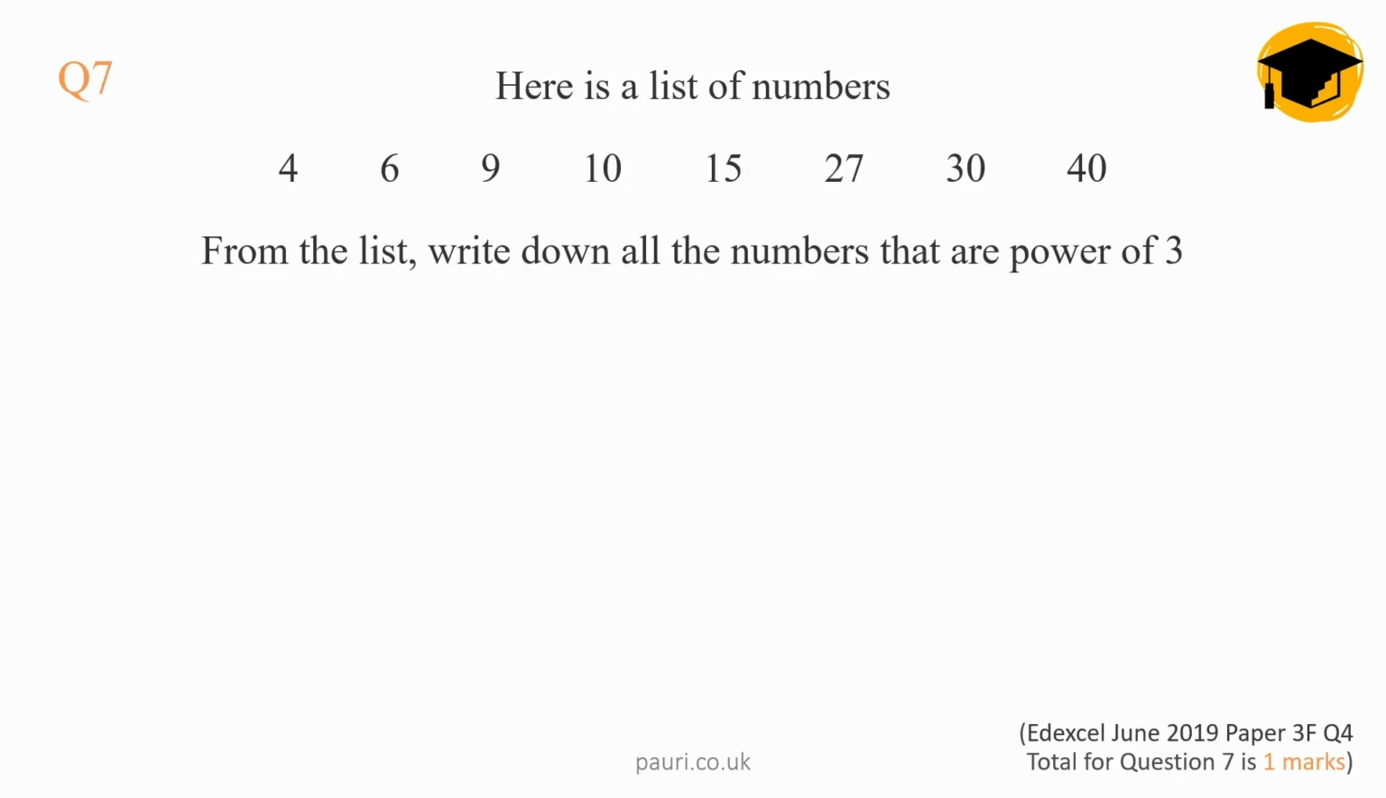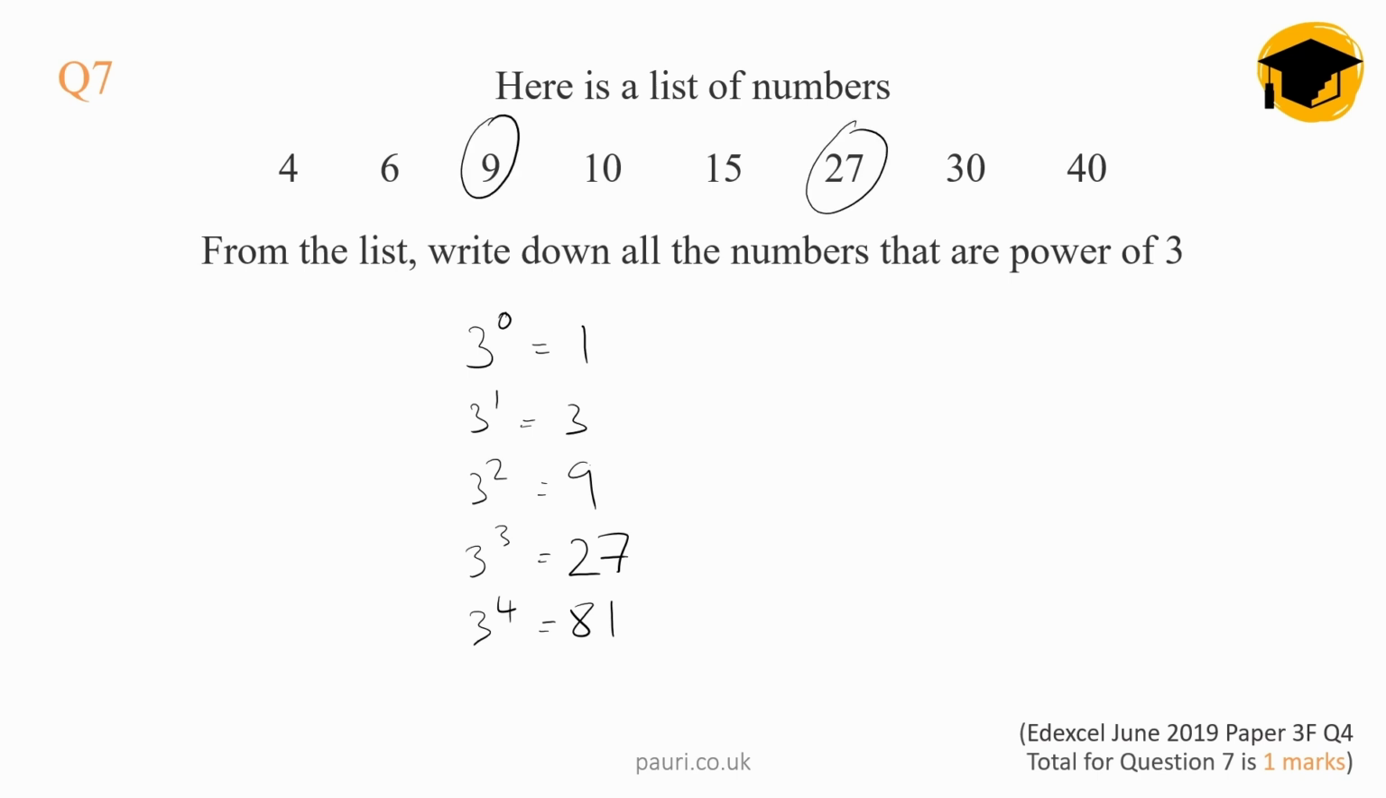Here is a list of numbers, so quite a few numbers here. From the list, write down all the numbers that are powers of 3. 3 to the power of 0 is 1, 3 to the power of 1 is 3, 3 to the power of 2 is 9, 3 to the power of 3 is 27, 3 to the power of 4, 27 times 3 is 81. So which numbers match the numbers on my list? 9 matches and 27 matches. This is from an exam paper, paper 3, Foundation, of June 2019, question 4. So this is definitely a topic that you want to get very comfortable with.